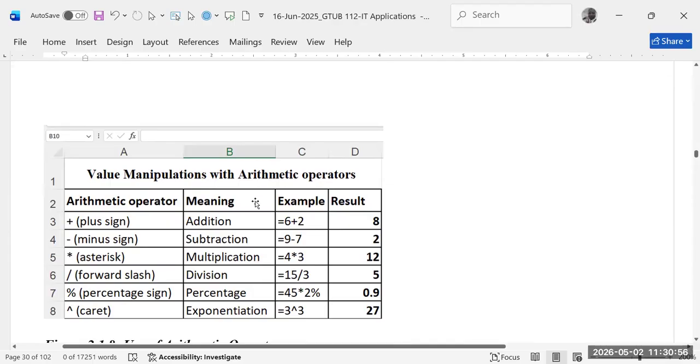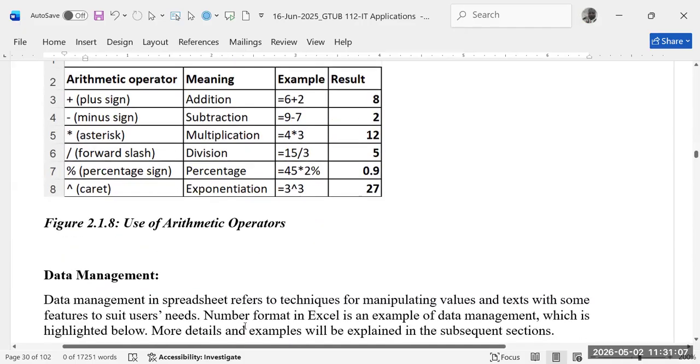And these are the symbols that will support you to perform mathematical operations. This one means exponent, percentage, division. So once you use this in your formula, it will work for you automatically.